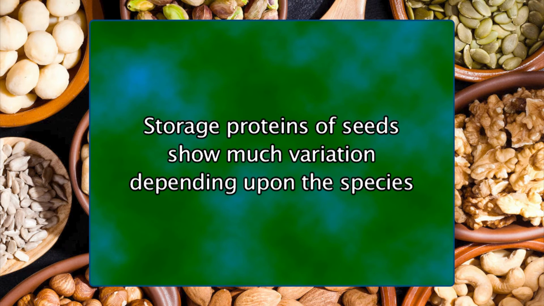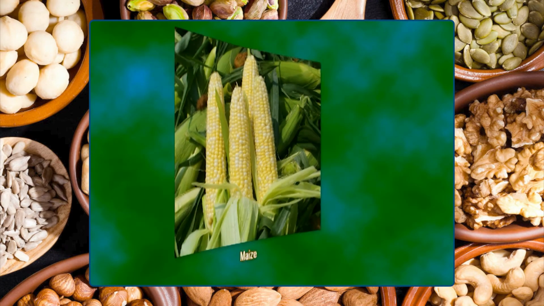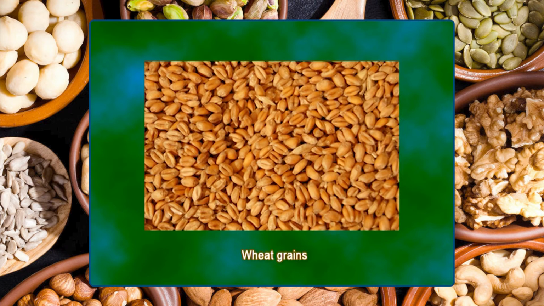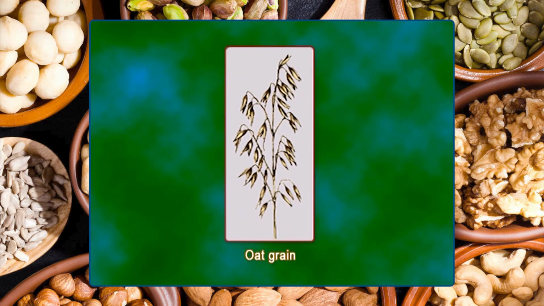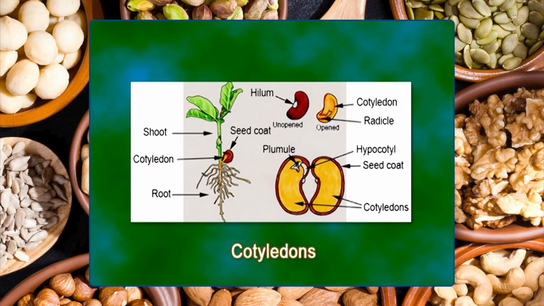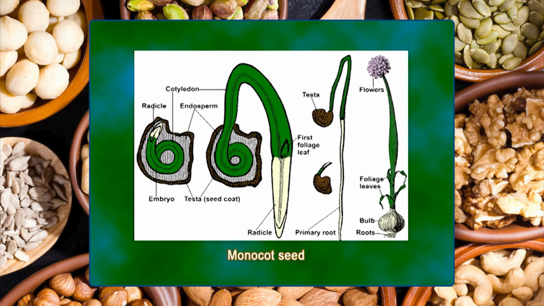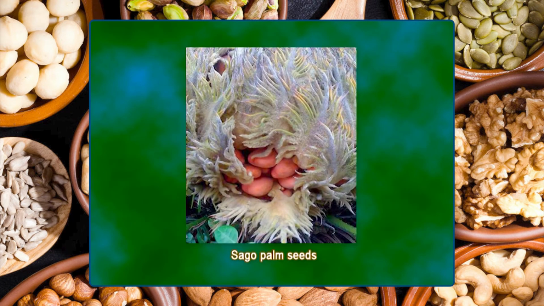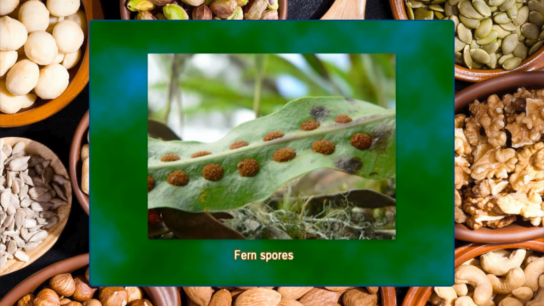Storage proteins of seeds show much variation depending upon the species. For example, the major storage protein in maize, barley and sorghum is of prolamine type. In wheat it is glutenin type, and in oats globulins are dominant. The globulins are the most widely distributed group of storage proteins. They are present not only in dicots but also in monocots, including cereals and palms, and also in fern spores.